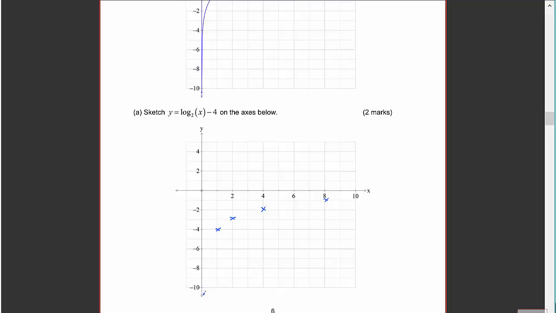And of course, then the shape is also important. It must come up from the asymptote. Try to get these points as best you can. And make sure we have arrows to show the trend.